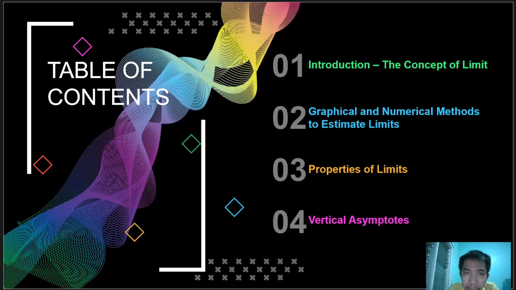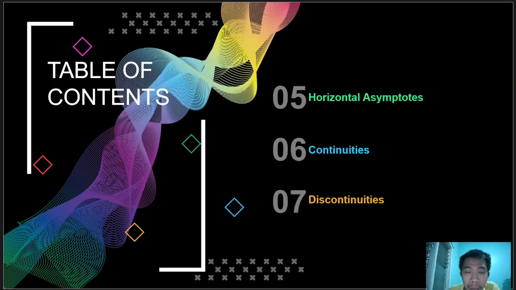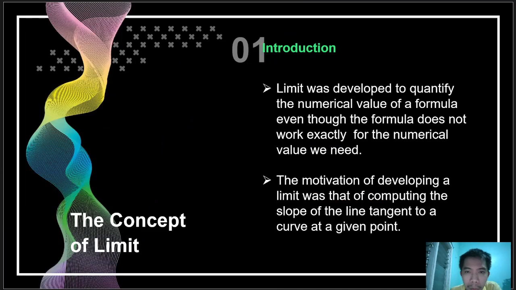The third is the very important part of this video, the properties of limits, and then the fourth, the vertical asymptotes, the fifth, horizontal asymptotes, sixth and seventh, continuities and discontinuities, respectively. So we'll now go first to the concept of limit.